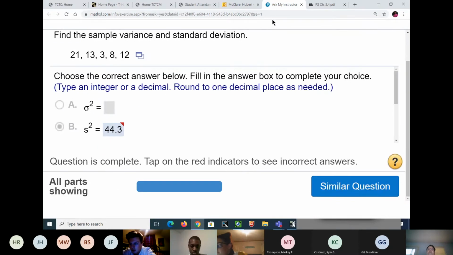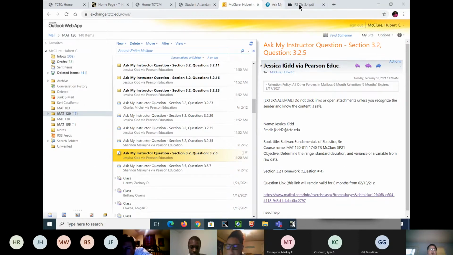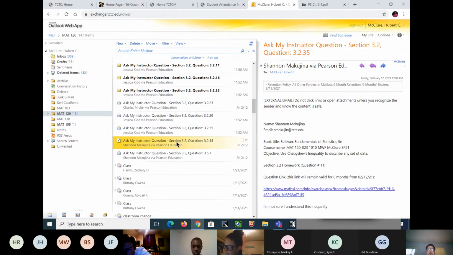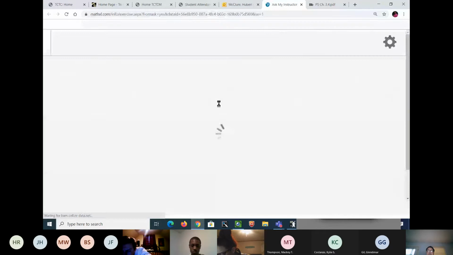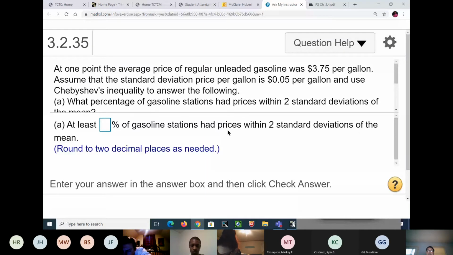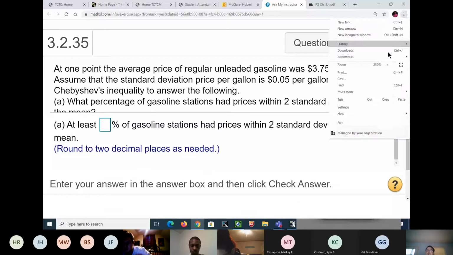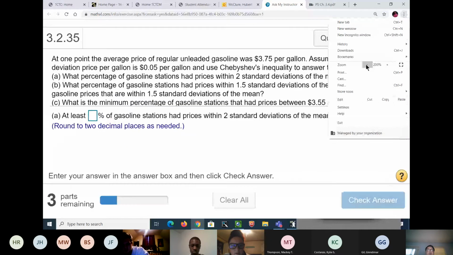Okay, next homework question. I'm going to delete that one. Okay, is this class? No. There we go. 3.235/11. Okay, let's see what this says. I don't know. I'm not familiar with this one.